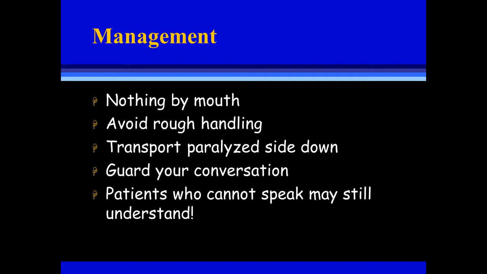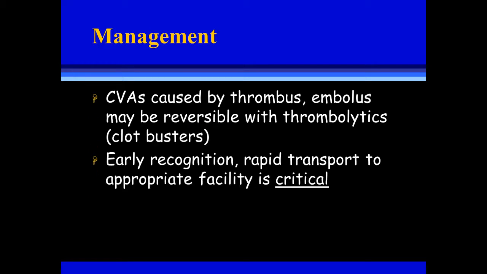Guard your conversation. Again, they may know what's going on. They may be able to hear you even though they can't see you. Patients who cannot speak may still understand. CVAs caused by thrombus or embolus may be reversible with what we call thrombolytics, clot busters. So early recognition and rapid transport to the appropriate facility is critical. So you need to take them to a stroke center, a primary stroke center.